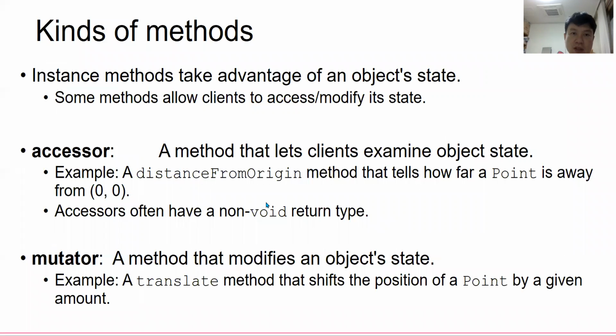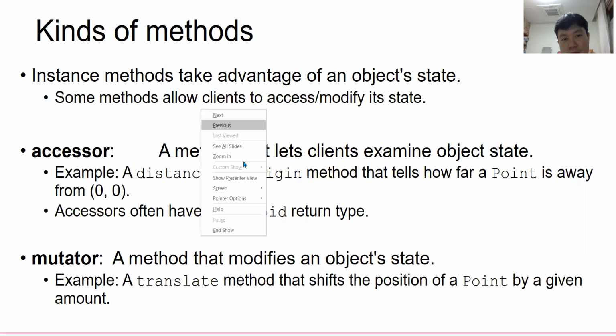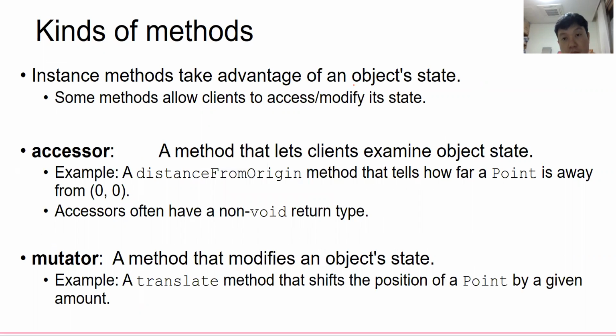So the instance method takes advantage of object state. Some methods allow clients to access or modify its state. When you have the instance method, it means there will be several kinds of state. Some methods allow clients to modify its state. So you need to understand that there would be at least two methods. The first method is what we call the accessor. The accessor means I just want to access.